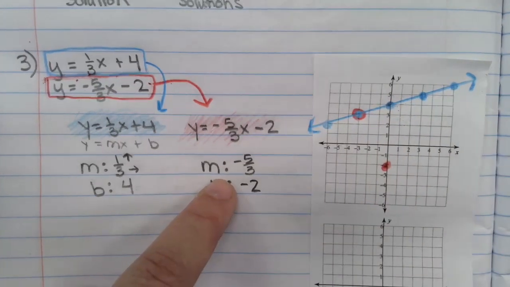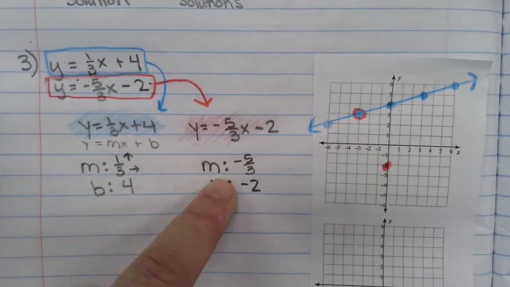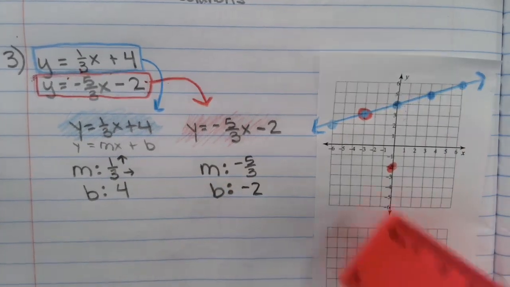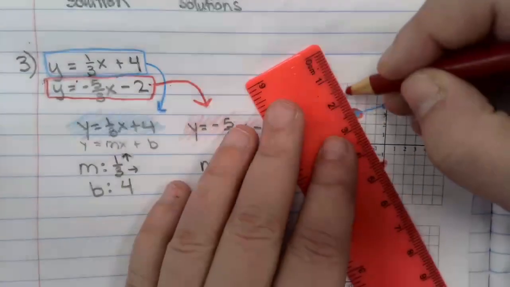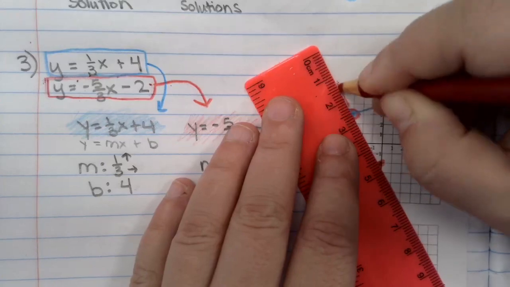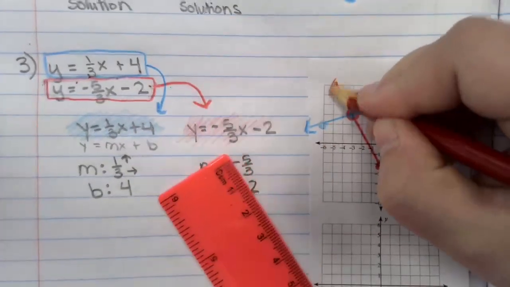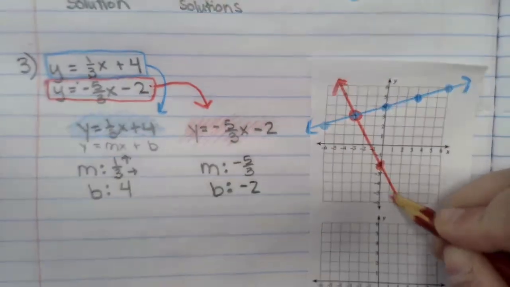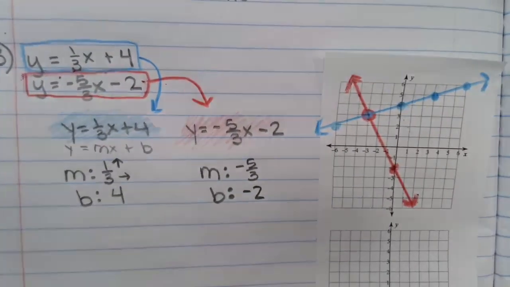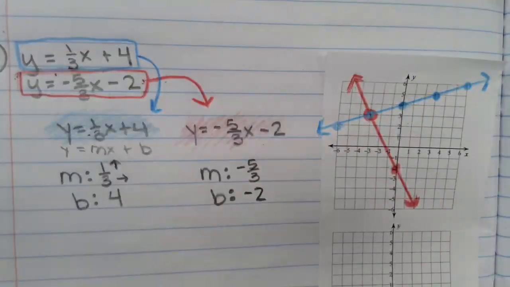Oh, wait, we're doing it in the same problem as the blue one? Yep, because we got to see what the solution is. Where do they both have a point in common? All right, so does this have one solution, no real solutions, or infinite solutions? How many points do they cross? One. Just one.